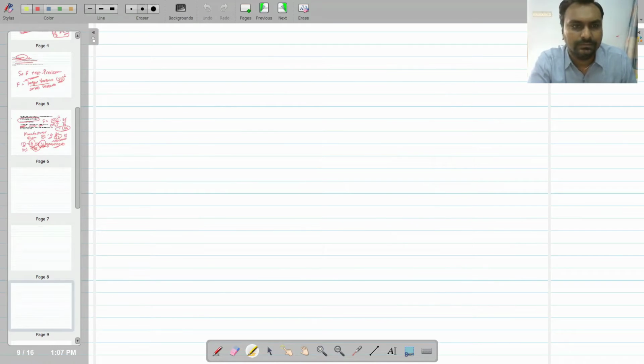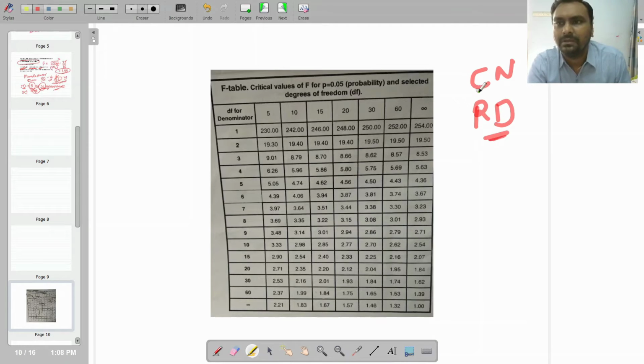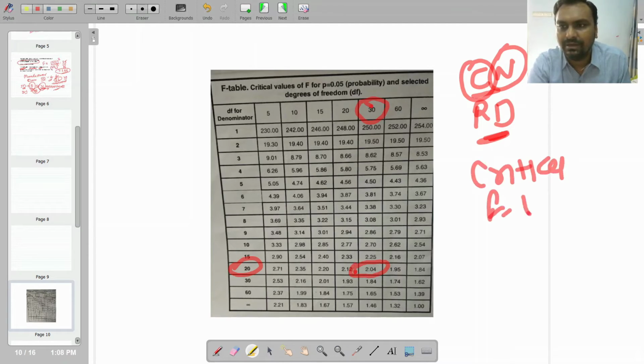So we will see this F table. You can see the numerator is 30, that will be your column. You can remember it like this: Cn and Rd. In the column you have to check for the numerator, that is 30, so you take this, and in the row, that is the denominator, here it is 20, so you will get this value. So the critical F value is 2.04, right?